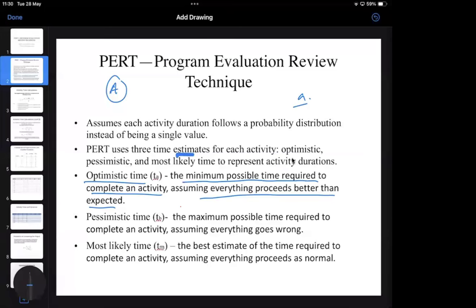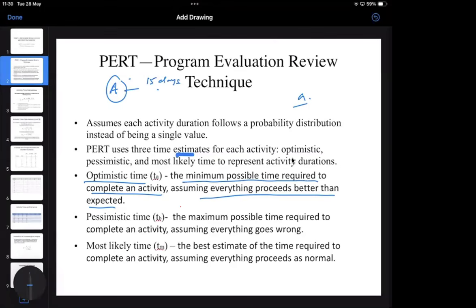What will be the maximum possible time required to complete an activity? For example, if the optimistic time of an activity A is 15 days, we can complete activity A in 15 days. That is the minimum possible time required to complete this activity if everything proceeds better than expected. Then we will look at the opposite side of the optimistic time, that is pessimistic time.